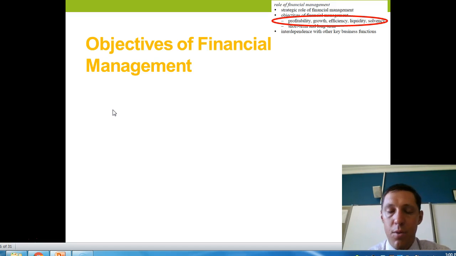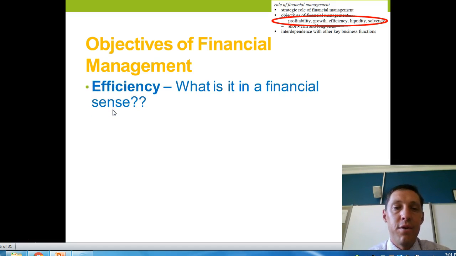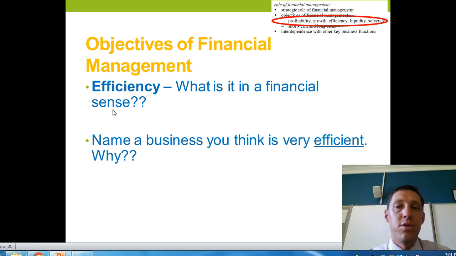So efficiency, what actually is efficiency from a financial sense? What I want you to do now is think about a business that you think is efficient. Okay, we haven't gone into any detail about what efficiency actually is. Think back to maybe year 11 business studies, year 10 commerce, and think about a business which you think is efficient. We'll touch on this in class next lesson.